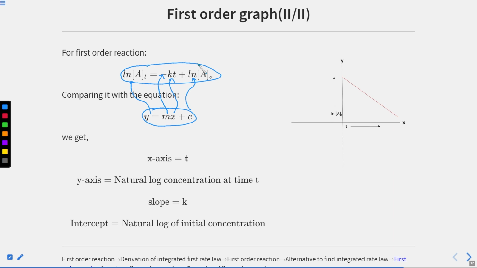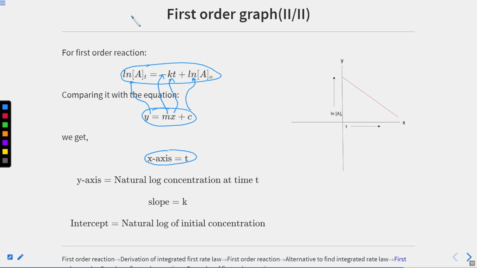Now comparing it with this equation of a straight line, we got that we have x axis as t. What is the x axis? It is t, or time. Okay, this is clear. The y axis is the natural logarithm of the concentration at time t. So you can see very clearly that this is y, and on comparing both of these, you can see that y equals ln A at time t, meaning the natural logarithm of the concentration of A at time t.